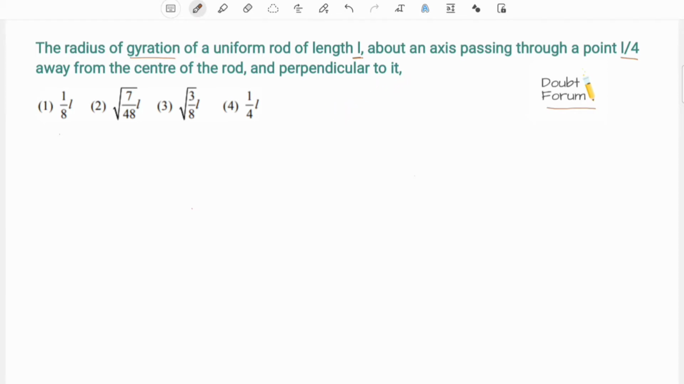This is a very simple and easy question if you have memorized the formula for moment of inertia and if you know the parallel axis theorem. It will take only 3 to 4 steps and you will get the answer.